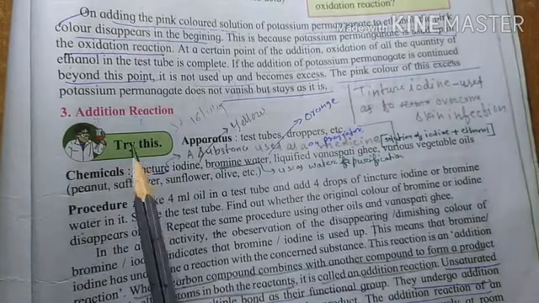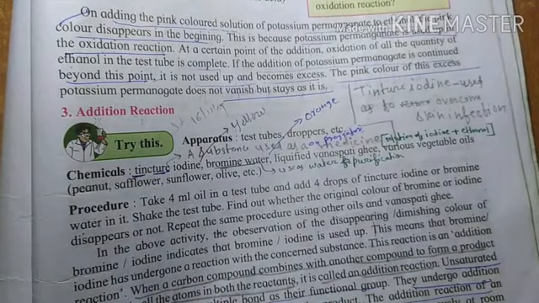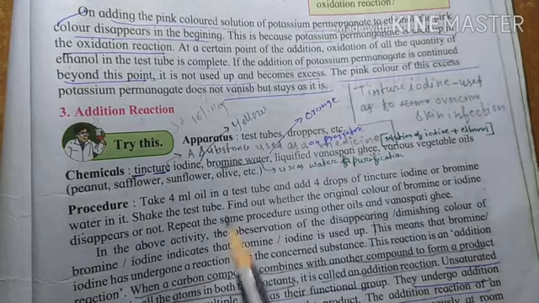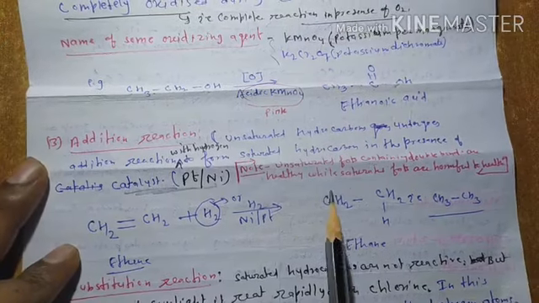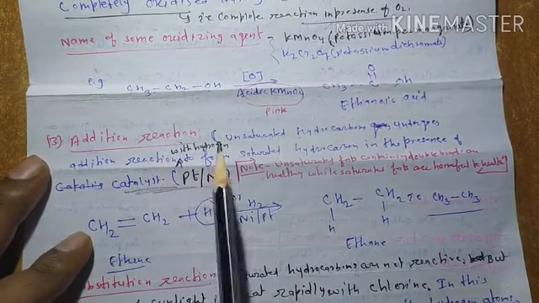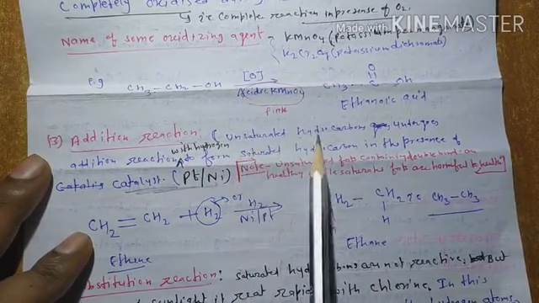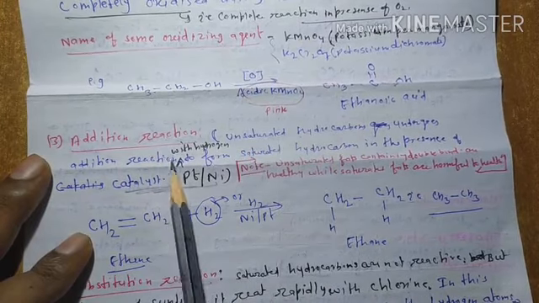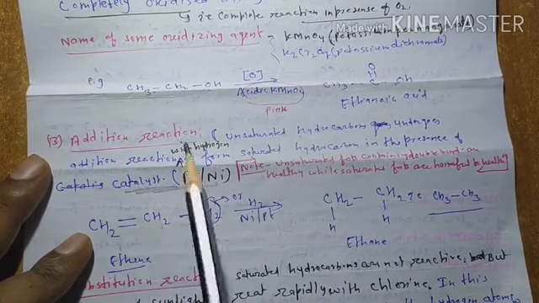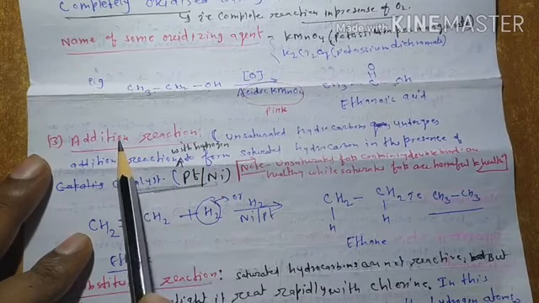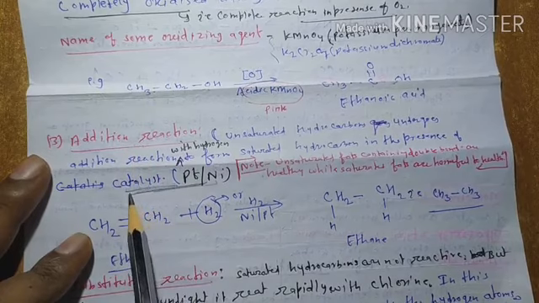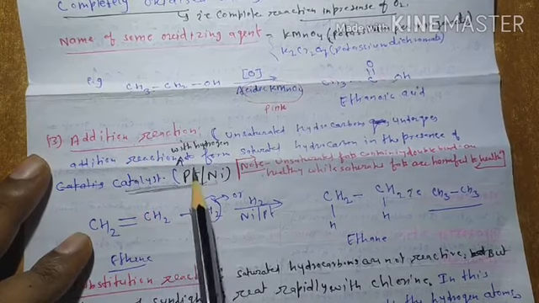Now we are going to study addition reaction. So listen, addition reaction. Unsaturated hydrocarbons undergo addition reaction with hydrogen to form saturated hydrocarbons in the presence of a catalyst. This point is important: addition reaction is always possible in the presence of a catalyst. The catalyst here is platinum or nickel.